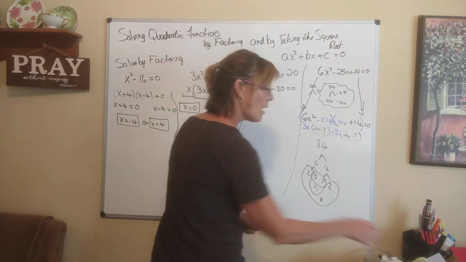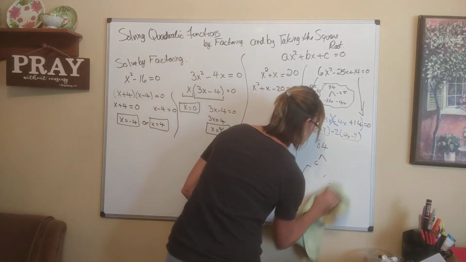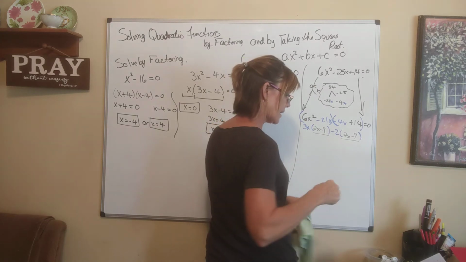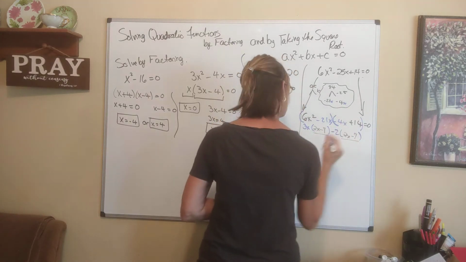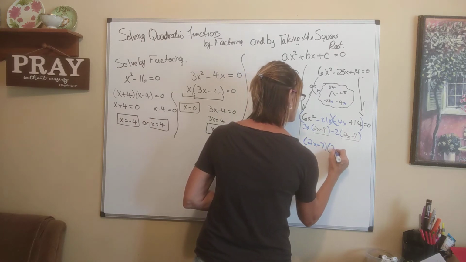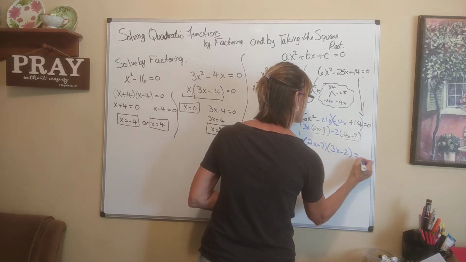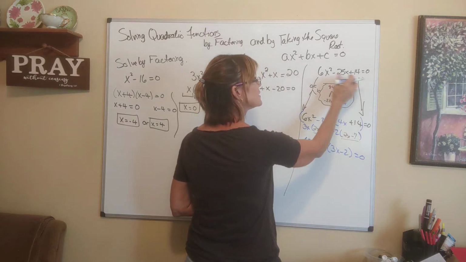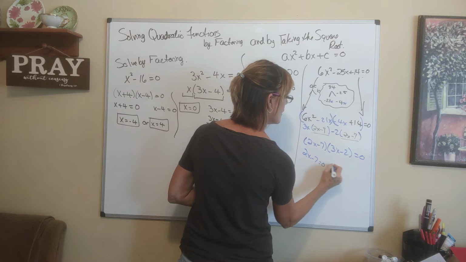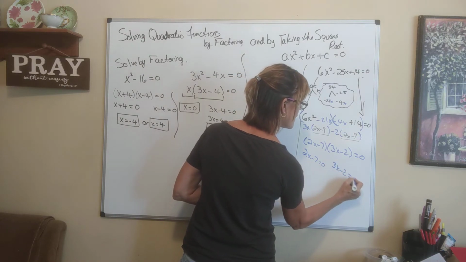So now, all we got to do is factor out the common factor of 2x minus 7. So what we're left with is 2x minus 7 times a 3x minus 2 equals 0. When will this equal 0? When either this factor equals 0 or this factor equals 0.